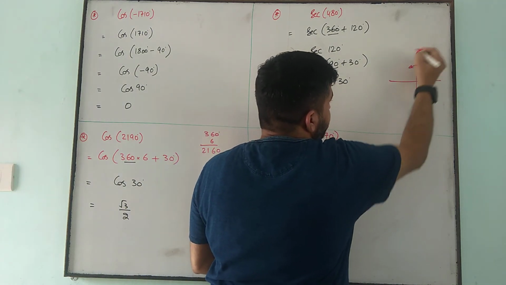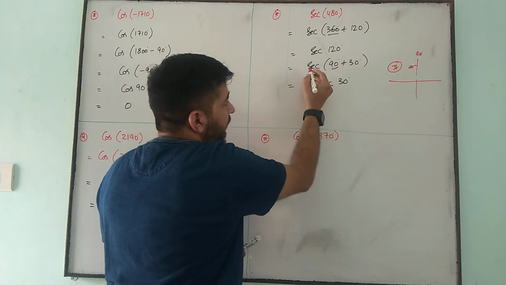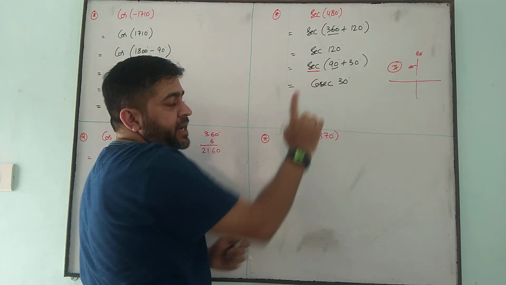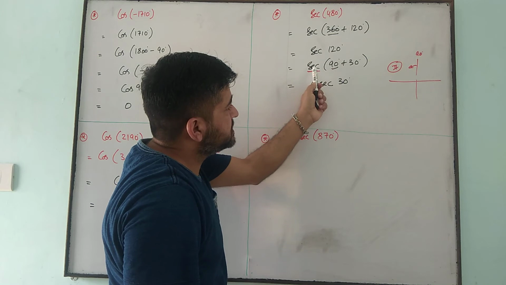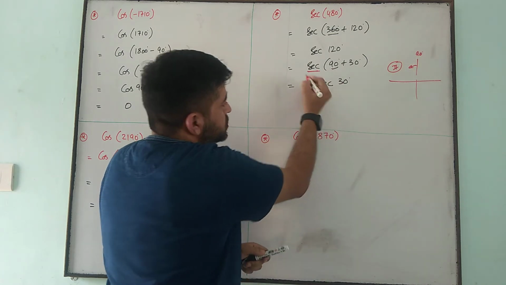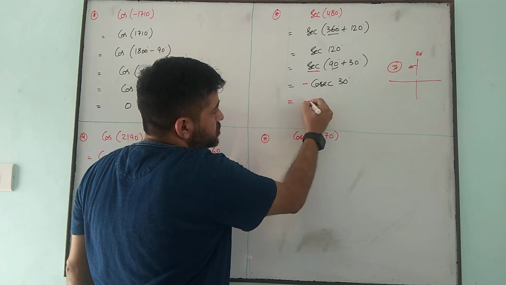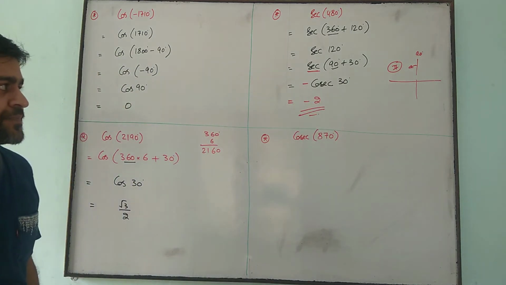this is 90 plus theta, lies in second quadrant. In second quadrant you have to check this, not this, right? Keep in your mind, in second quadrant we are going to change this. So second quadrant, this secant is negative, so put a negative sign, and for cosecant 30 the value is 2, so we got our answer is minus 2.